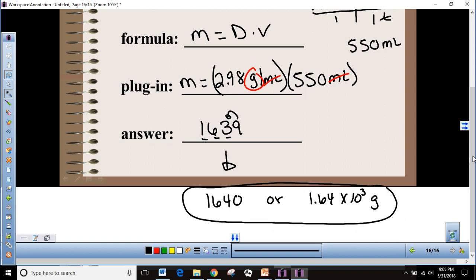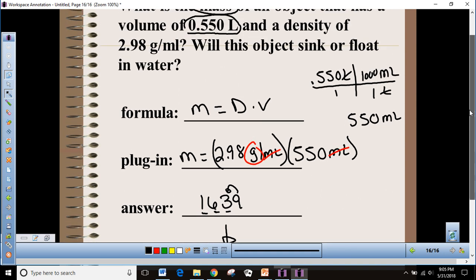Ta-da! Sink or float? Well, it has a density of 2.98. This thing will sink. All right, that's it. That's density.